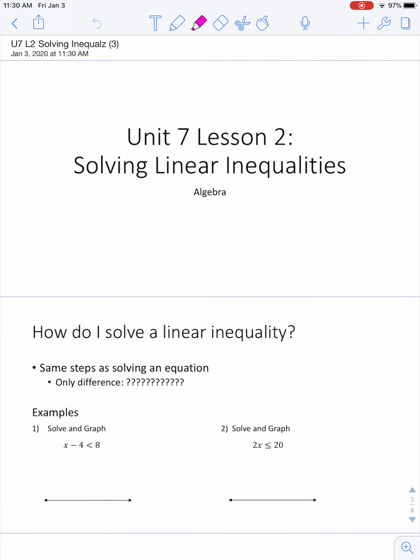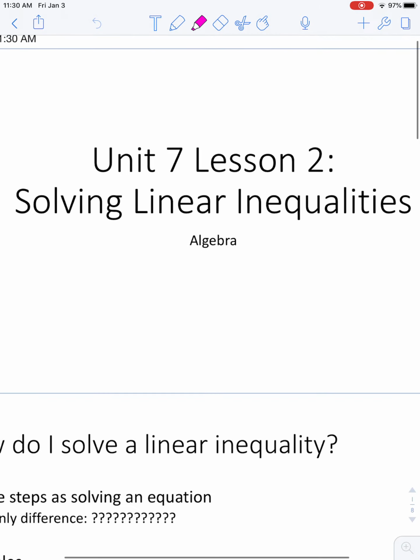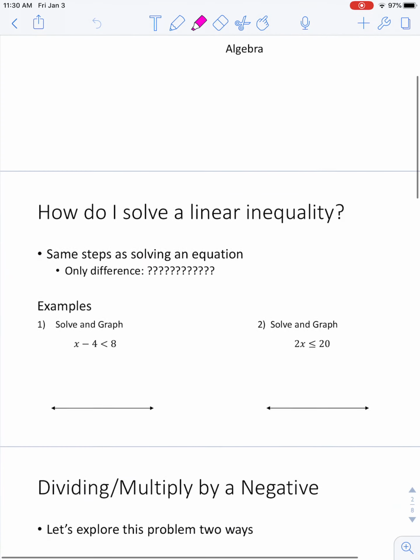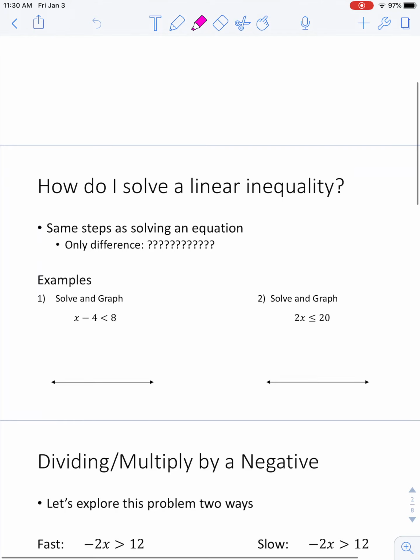All right, this is a video lesson for Unit 7, Lesson 2, which is solving linear inequalities. Now, solving linear inequalities is just like solving an equation. There's one big difference, and we're not even going to talk about this big difference right away. We're going to wait, because I want you to see how much this has in common with solving equations.